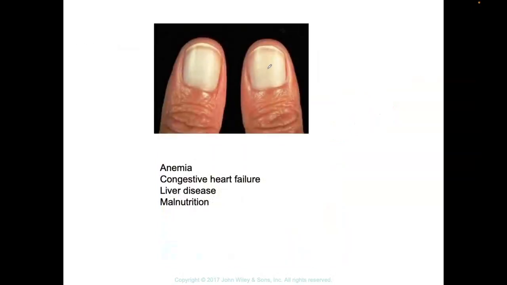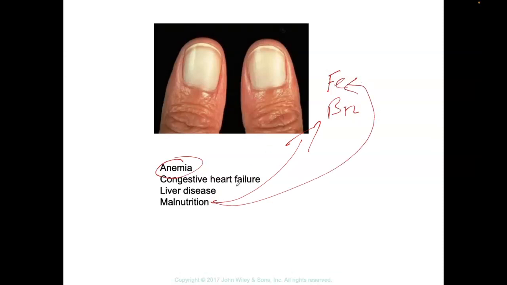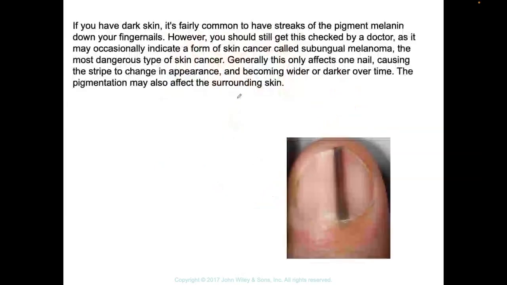When we look at the nail bed, this should be pink. When it's pale and white, it's an anemia. Maybe it's iron, like an iron deficiency anemia or B12 deficiency anemia. Their heart could be failing to pump the oxygen throughout the body. It could be malnutrition for B12 or malnutrition for iron, and even liver disease. Usually anemia, pretty common.